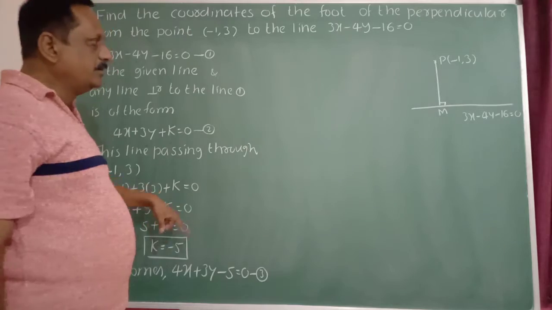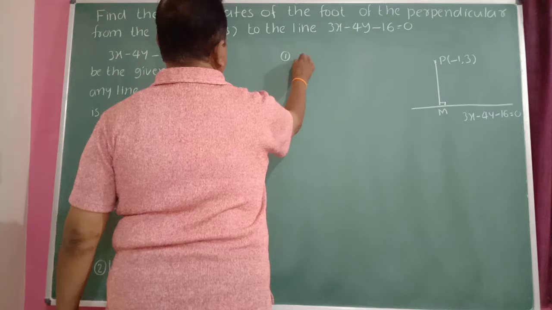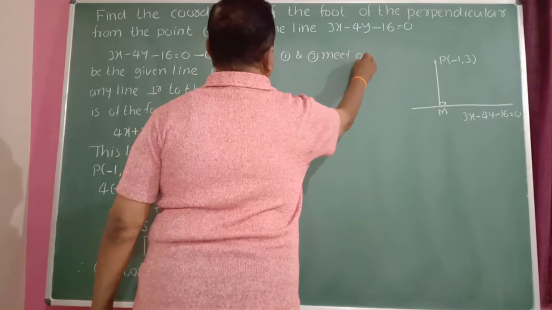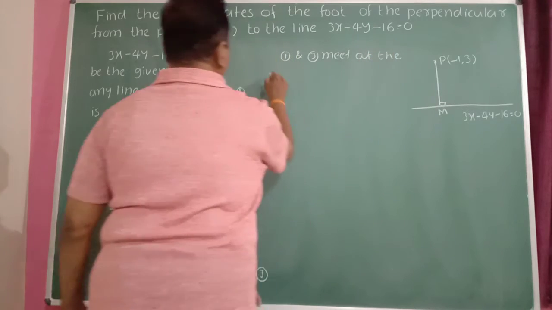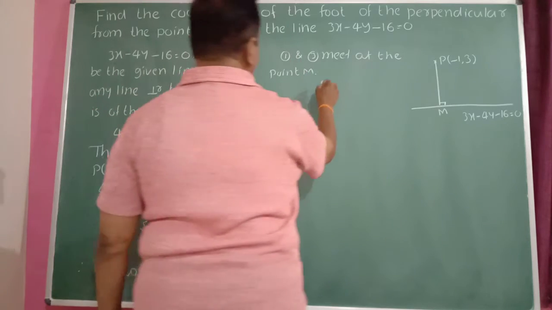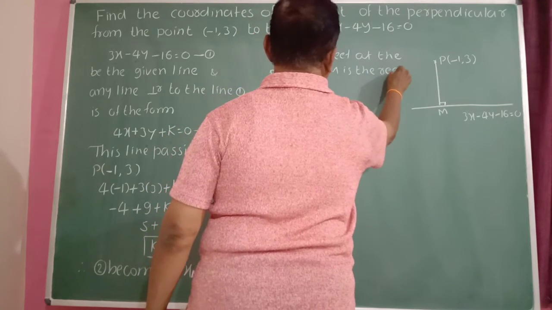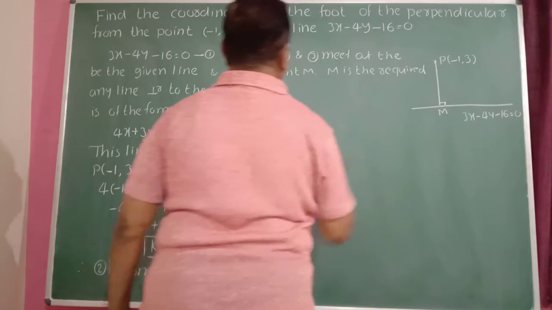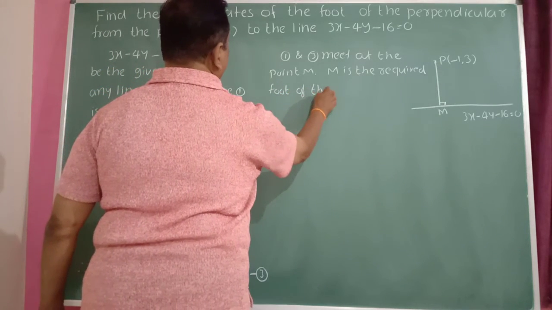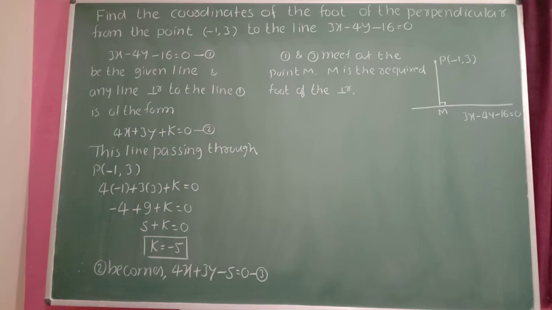Therefore both lines, 1 and 3, meet at the point M here. M is the required foot of the perpendicular. Yes. So M itself is the required foot of the perpendicular.